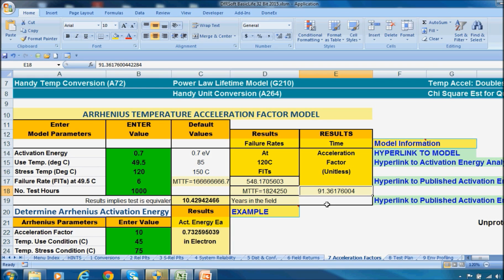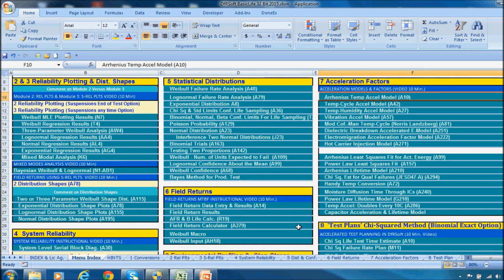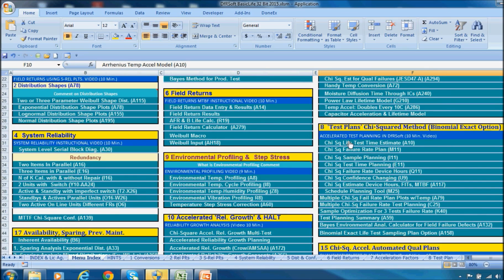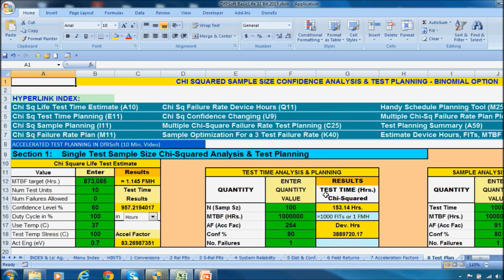So I have an idea of what my acceleration factor is. We're ready to do a test plan. So let's do a chi-square test plan and see how many samples we need. We go back to the menu page and look for our chi-square test plan, and it's right here. So let's do that. We're going to hyperlink to page 8 in the DfRSoft module 8, and let's say we want to know what our sample size is.